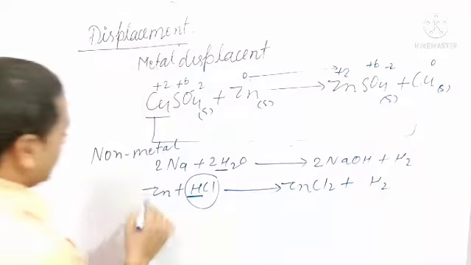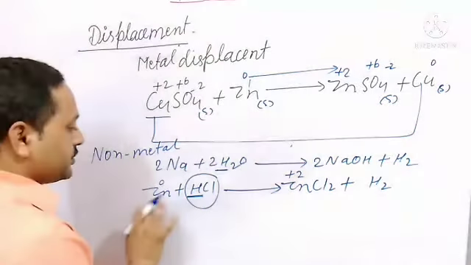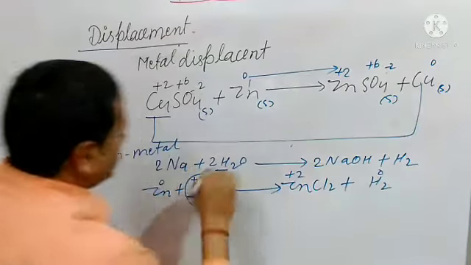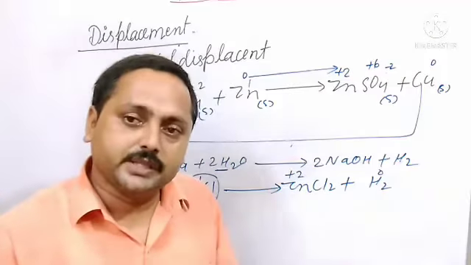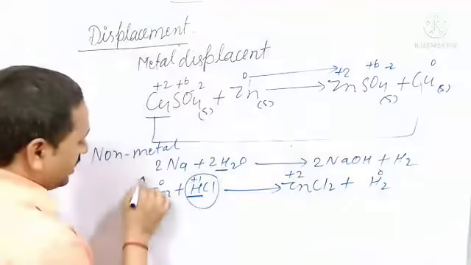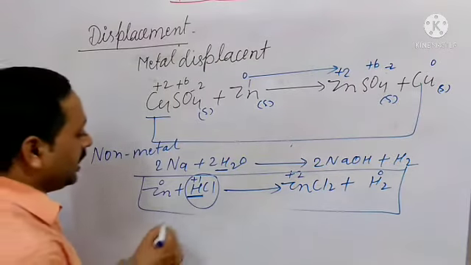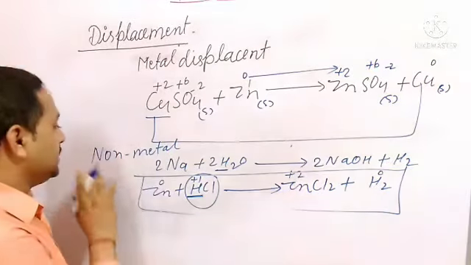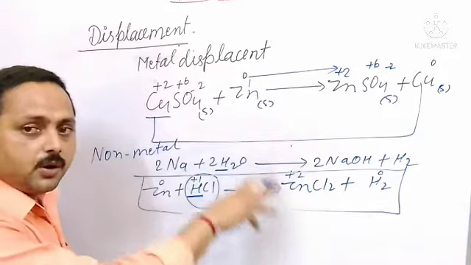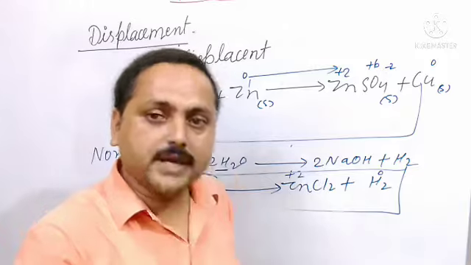Here the oxidation state is 0 and there it is +2, so the oxidation state is increasing. So this is oxidation. Here the oxidation state is +1 and there it is 0, so the oxidation state is decreasing. That is reduction. A reaction in which oxidation and reduction both take place is known as a redox reaction, here with a non-metal being displaced. So this is a non-metal displacement redox reaction. Many more examples are given in your book, and you can see them from there.